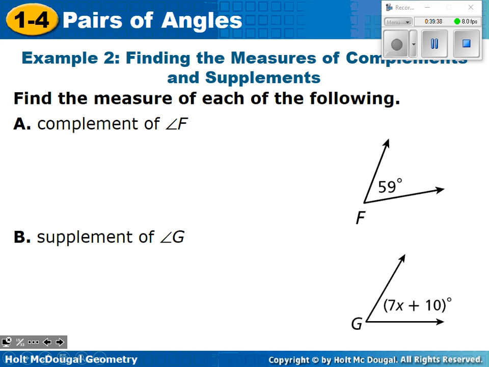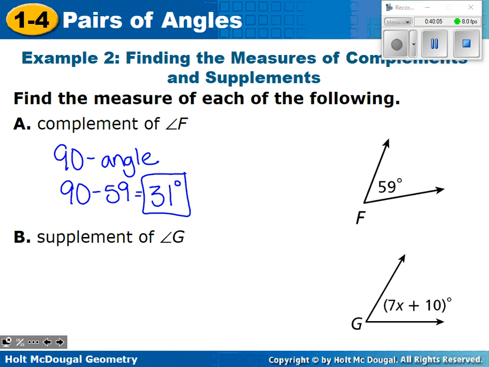So if you flip over, same idea. What's the complement of 59? Complement of angle F? 31. 31 degrees. Again, when you see that word complement, the best thing you can do is think 90 minus the angle. In this case, the angle is 59 degrees, so 90 minus 59 is 31, and don't forget to put your degree symbol.